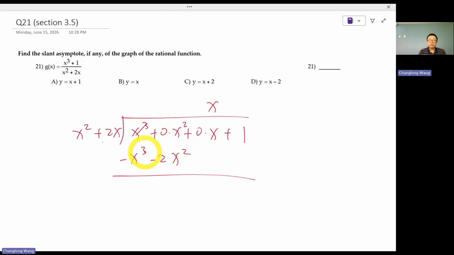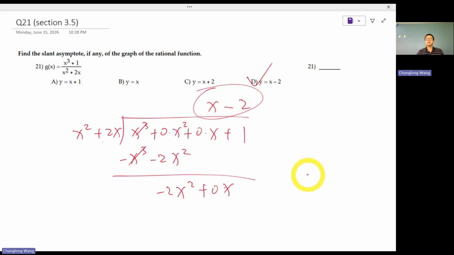All right, so add up, those cancel, right? So you have negative 2x squared, right? You bring down the next term, right? Do it again. Negative 2x squared divided by x squared, you're going to get negative 2, right? Now, no need to proceed anymore. Do you see that? This is already the slant asymptote. Because all you have to do is find the quotient. You don't care about the remainder.